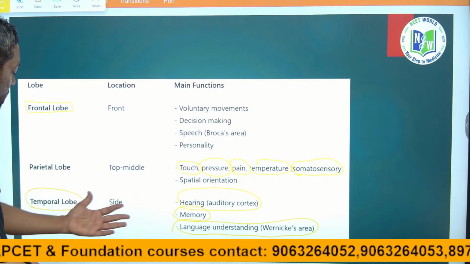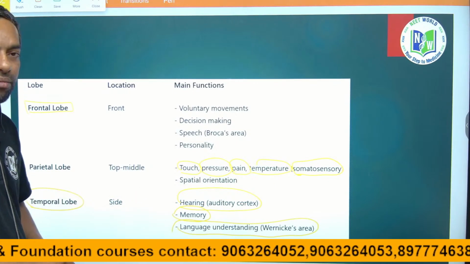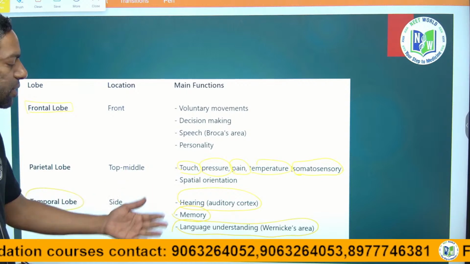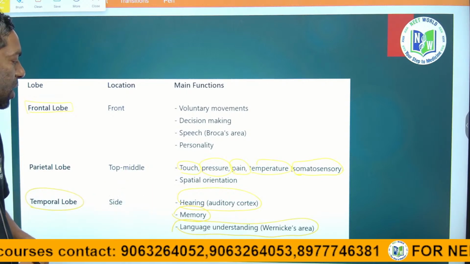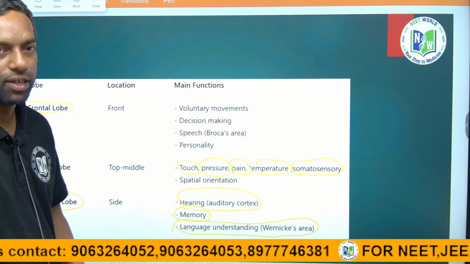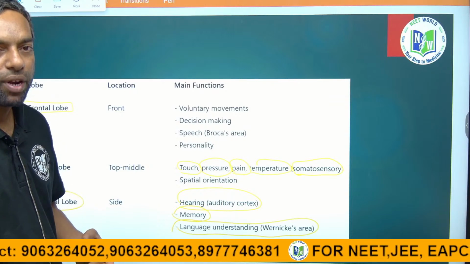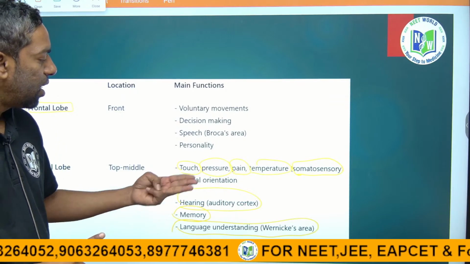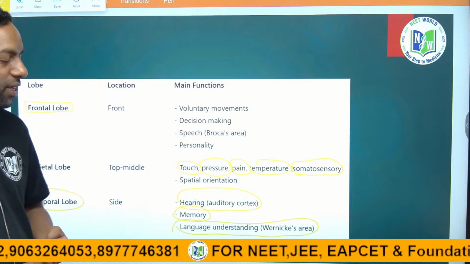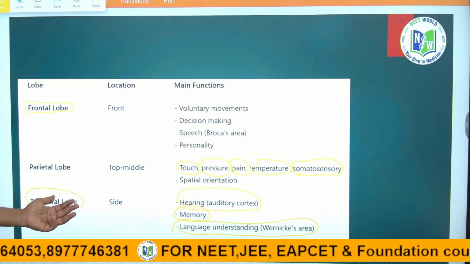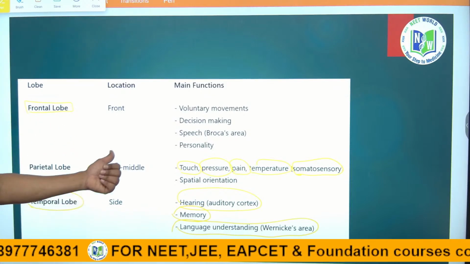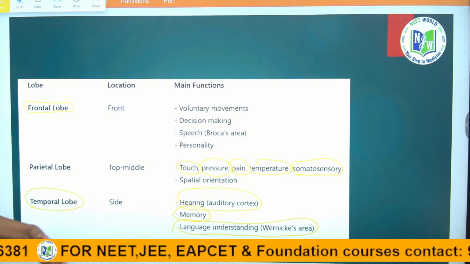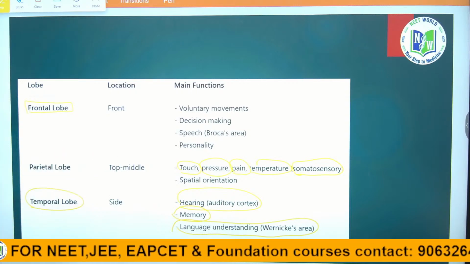Okay, it is also useful for memory. The temporal lobe is useful for memory and hearing, the auditory cortex. Hearing, memory, and understanding of language, Wernicke's area, understanding of language. Wernicke's area is between the temporal lobe and parietal lobe.